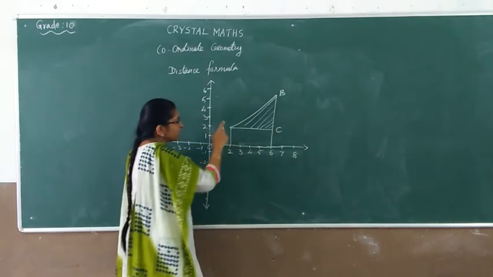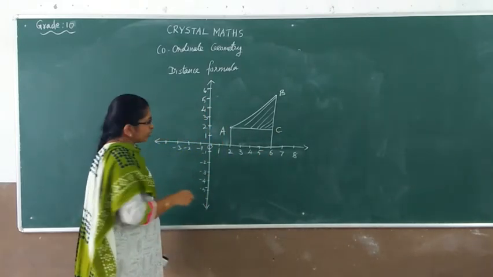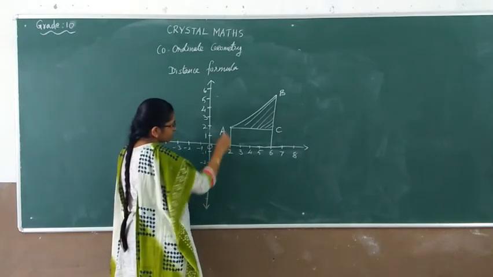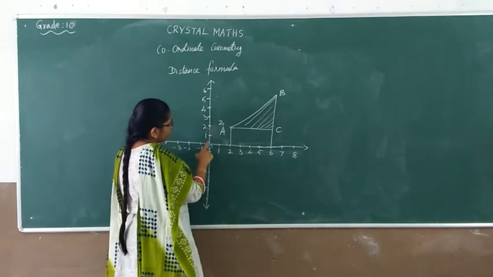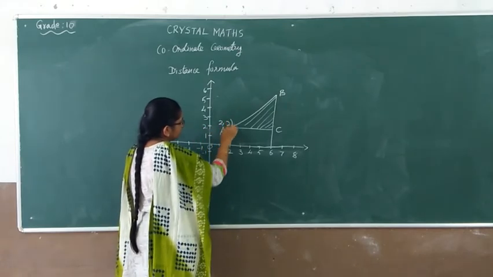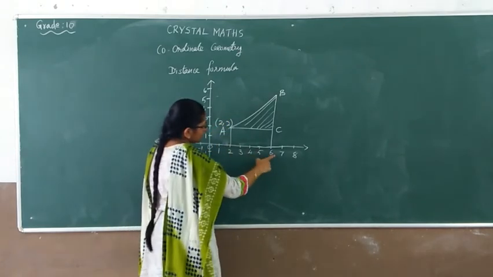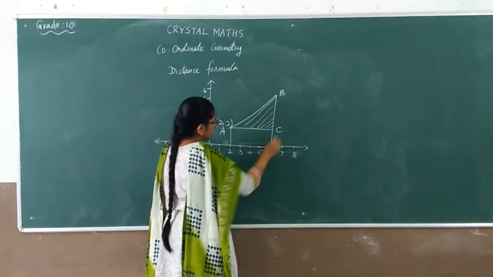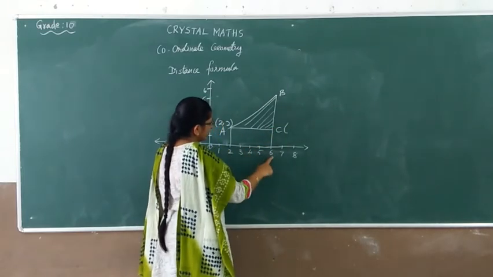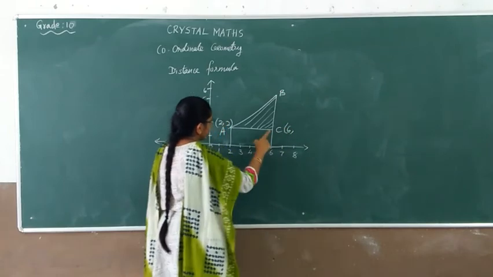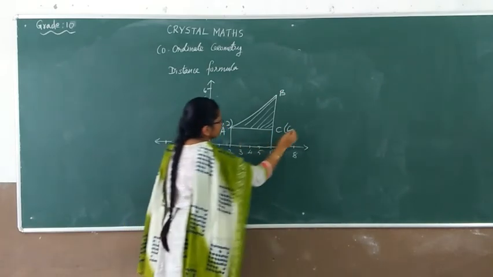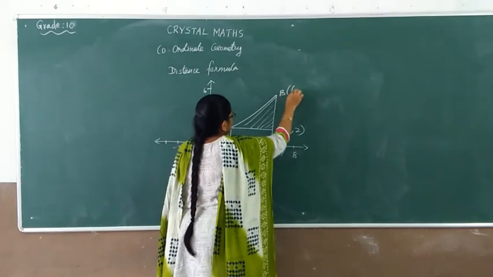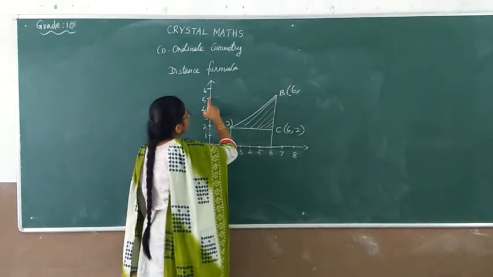Now, what is the coordinate of A? The coordinates of A are nothing but x value is 2 and y value is 2. Okay. Now for this point, C, what are the coordinates? C's x coordinate is 6, and y value is 2. What are the coordinates for B? 6, and this will be 5.